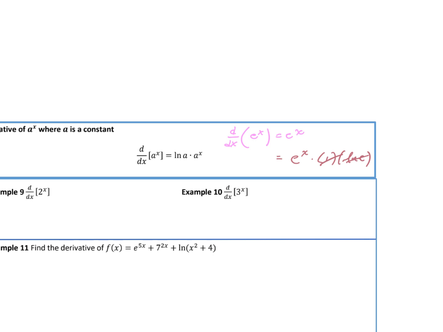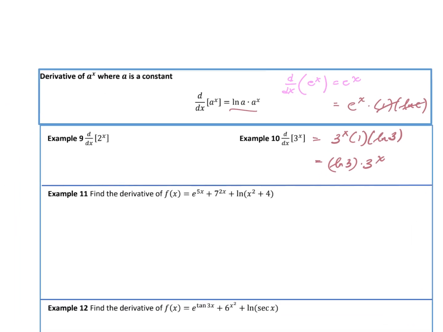So let's say it's 2 to the x. Or here we go, 3 to the x. Let's do that. So you're going to rewrite it. Derivative of the top is still 1, but then it's ln of 3. So my answer here would be ln of 3, and then times 3 to the x power. Okay, so again, I think it's important to just memorize the exponential, and then e to the x kind of falls into that category.